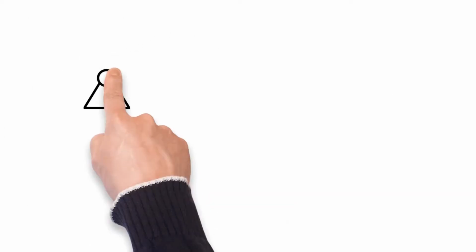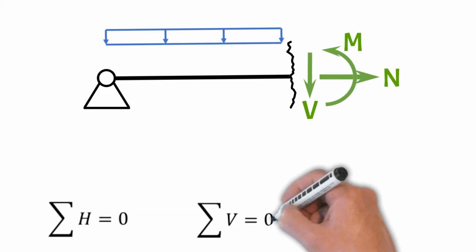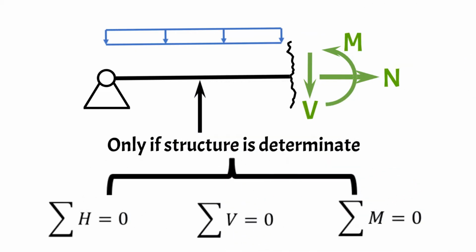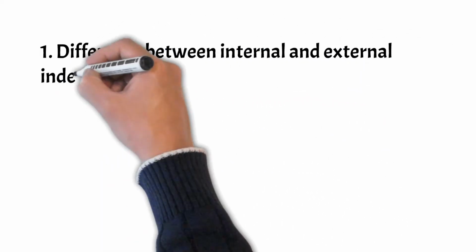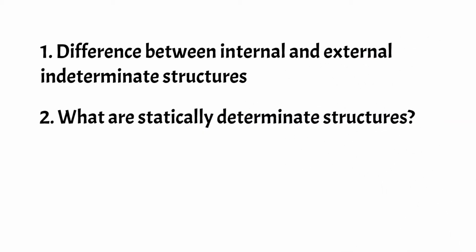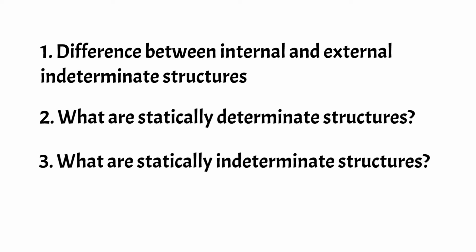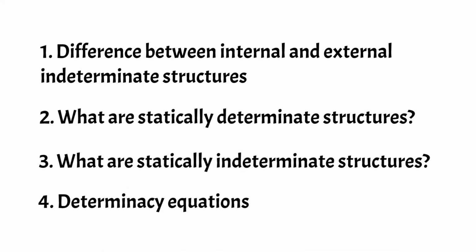So, internal forces can only be calculated in the simple way with the three equilibrium equations if the structure is determinate. On the other hand, if a structure is statically indeterminate, then more complicated methods need to be used to calculate moments, reaction, shear, and axial forces. So in this video we'll cover what the difference between internal and external indeterminate structures is, what statically determinate structures are, and the opposite, what statically indeterminate structures are, and in the end we'll cover determinacy equations.